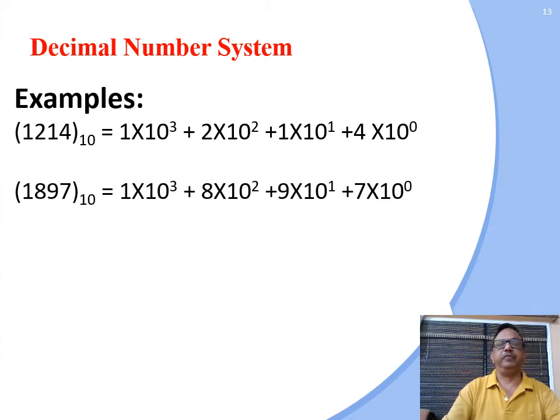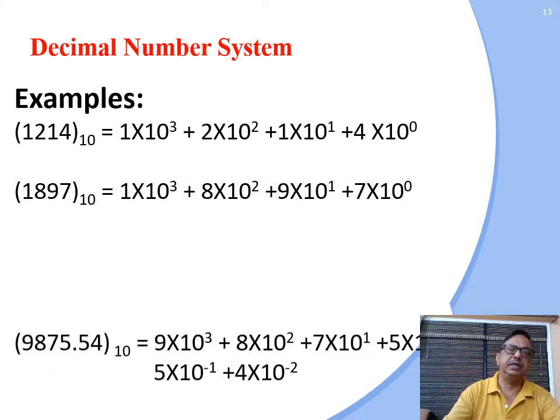Similarly, I have taken another example, 1897, where 7 is at the LSD position and 1 is at the MSD position. And when we give the positional values to these digits, they are multiplied by their positional weights, and when we add them, we will get the result.